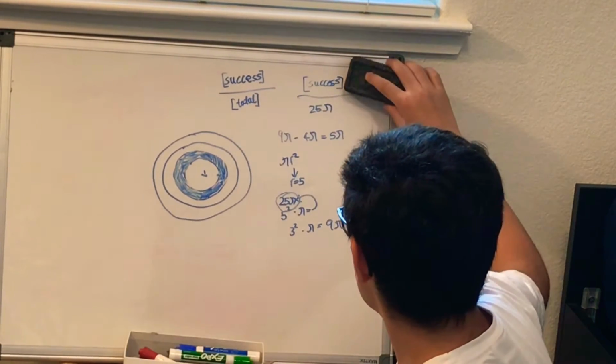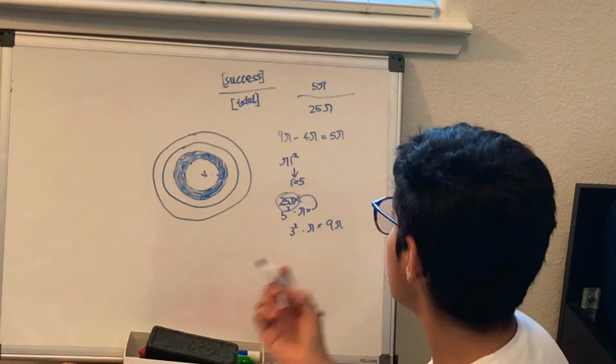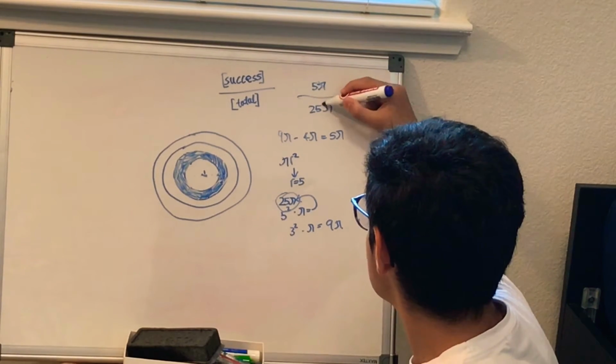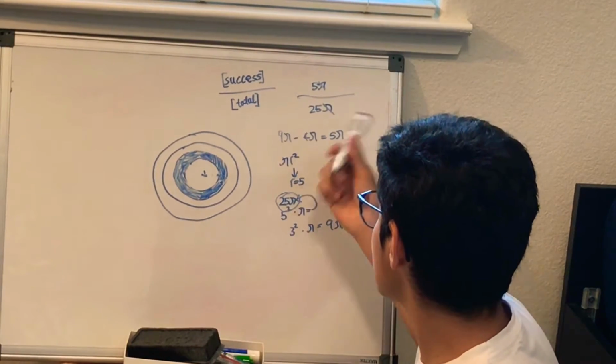So let me now edit that and fix that. That's 5 pi out of 25 pi. That can be simplified. You can cancel out the pi's. So you get 5 over 25, which can be simplified when you take out a 5 from both sides. That's just 1/5.